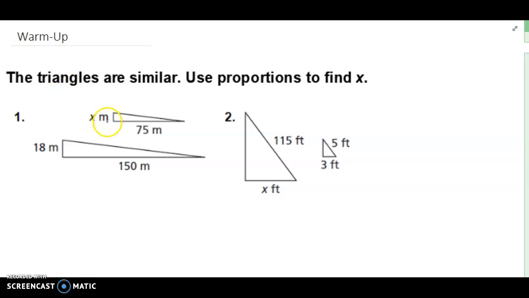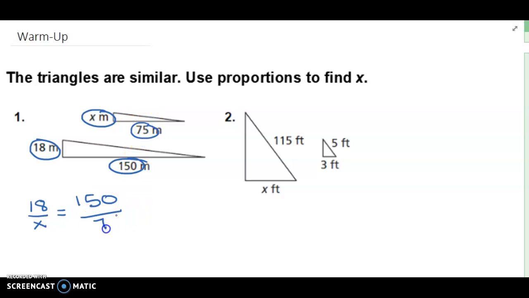All right, to start this, this is section 5.2. Let's go ahead and do a couple warm-up problems to remind you how to do ratios and solve for ratios. So here we're going to set up a proportion. So these are our sides. So I'm going to say 18 is to x as, so I want to match it now. If I did 18 first, I have to do 150 is to 75.